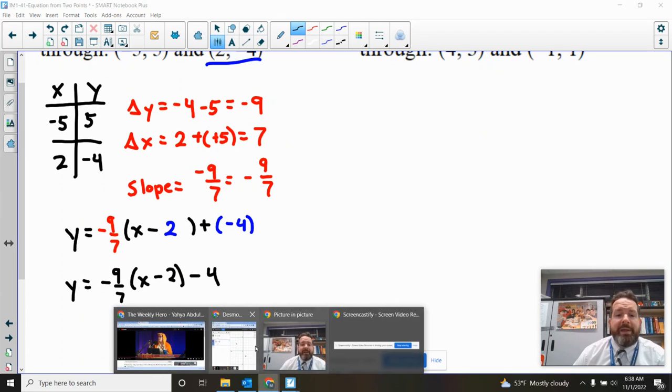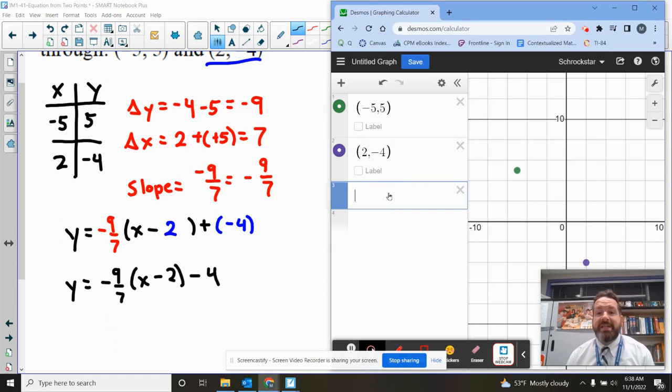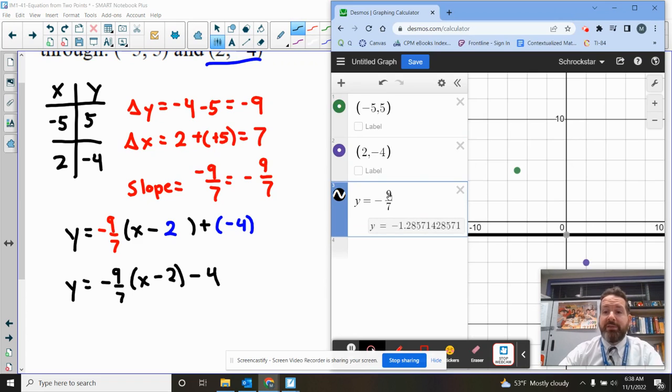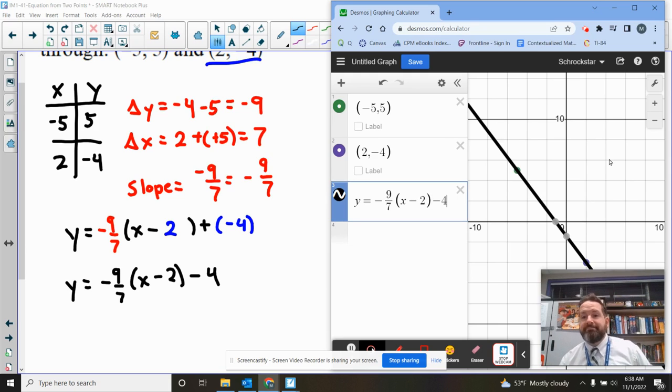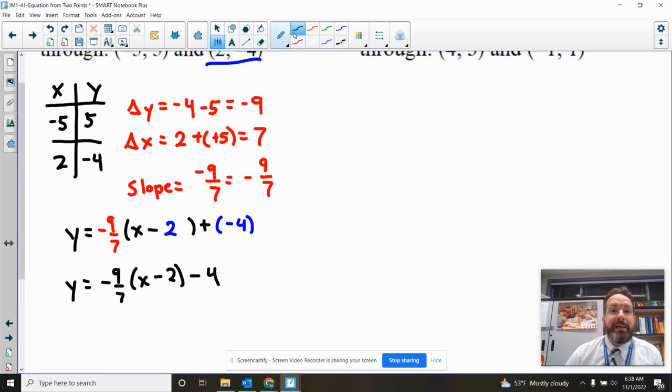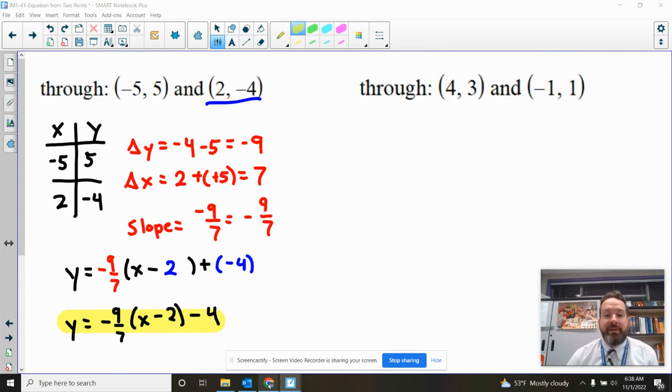All right, final step. I want to check this, make sure that it works out. We're going to graph our equation, and hopefully it goes right through the two ordered pairs that are graphed. If it does, that is the indication that we have done the right thing. All right, coming back, going to give you a highlight. Bam.